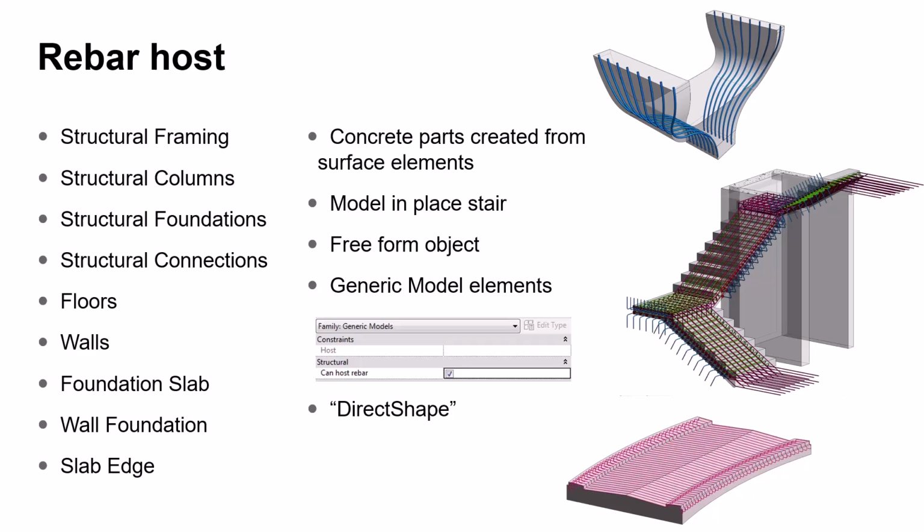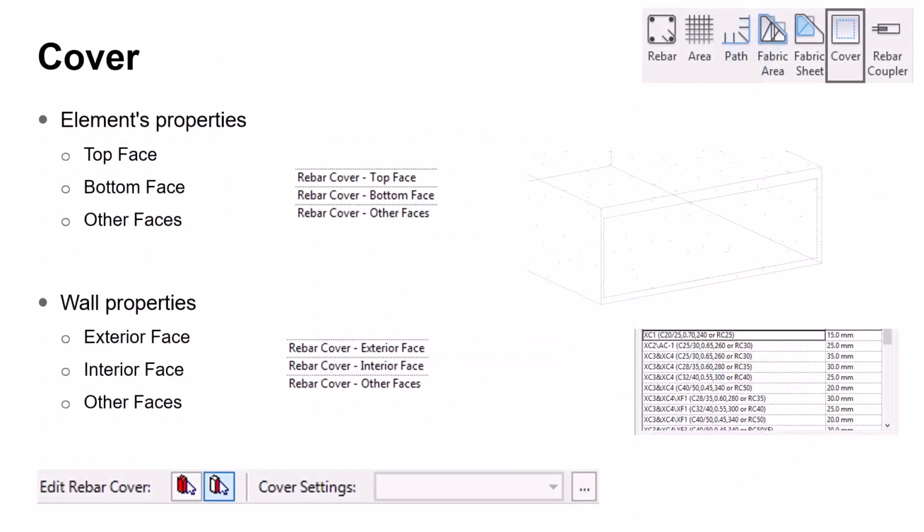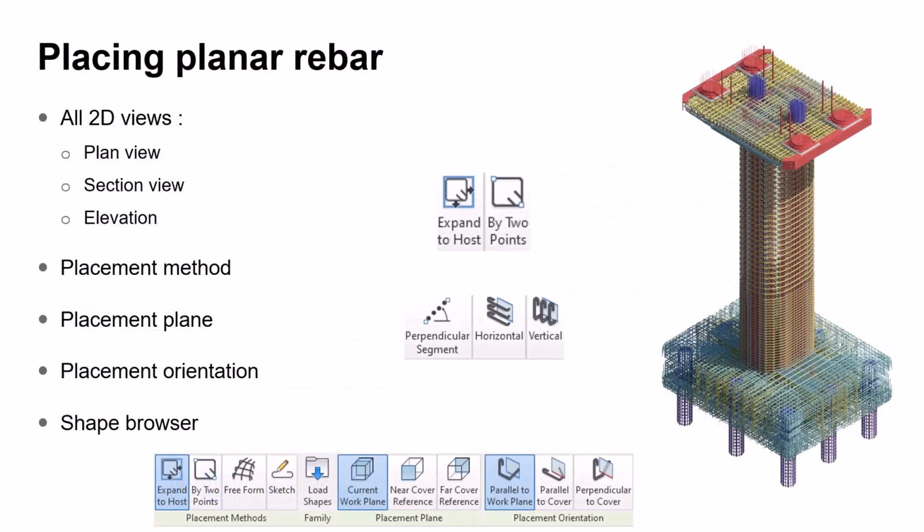So you can reinforce structural framing, columns, foundations, floors, walls, etc. Even more complex elements like in-place stairs, freeform geometry, and generic models can host rebar as well. In Revit, covers can be set for each face of an element: top, bottom, sides, or interior and exterior faces of walls. Different cover settings can be assigned depending on exposure conditions or design needs, and they automatically control the rebar placement distance from the surface.